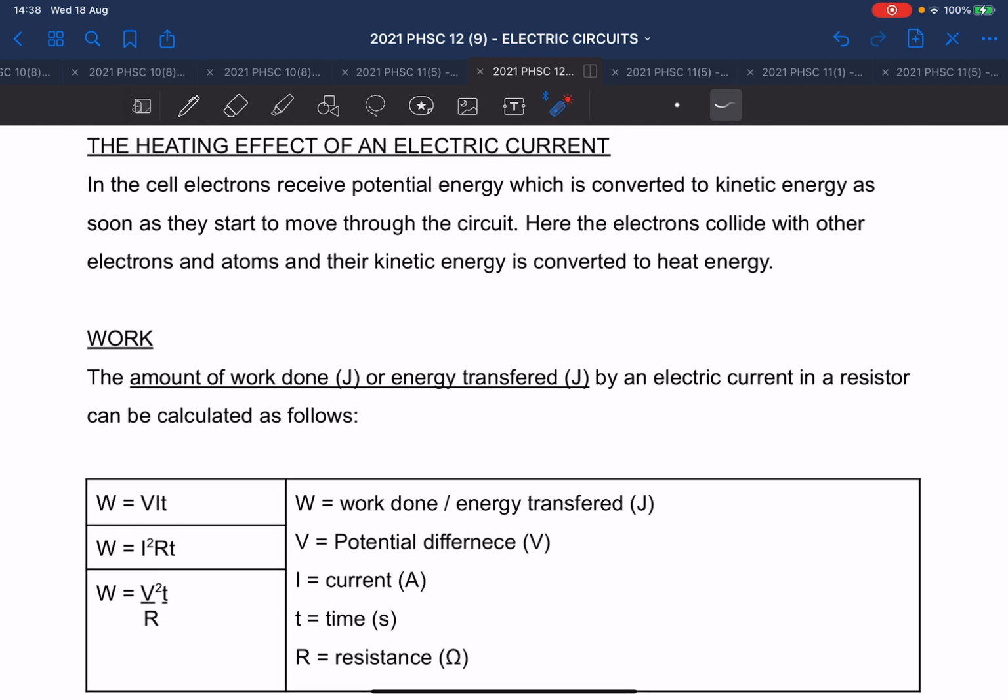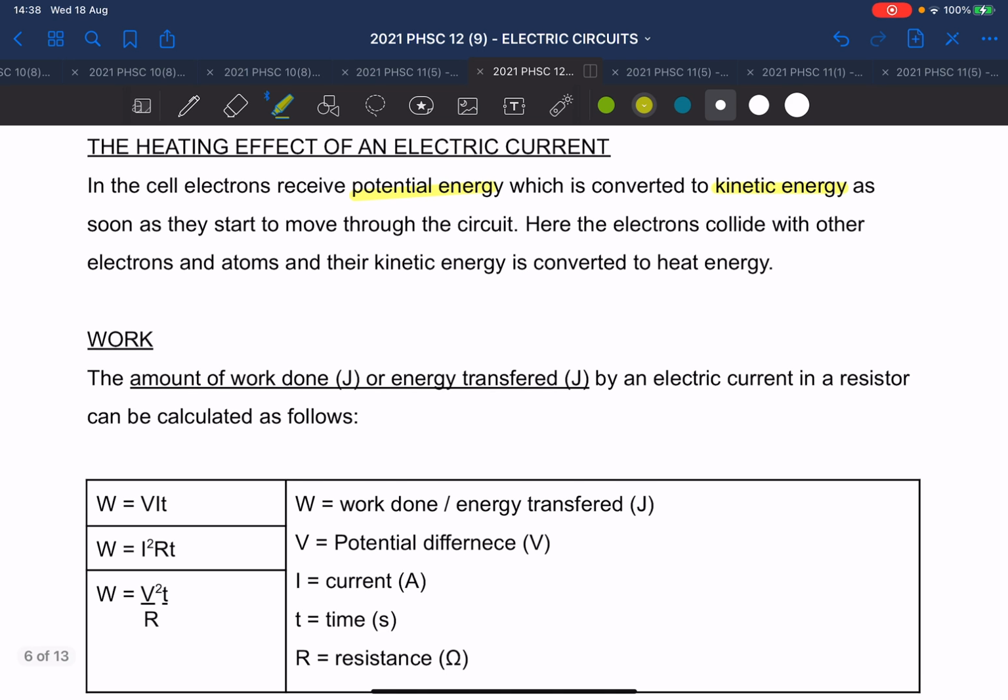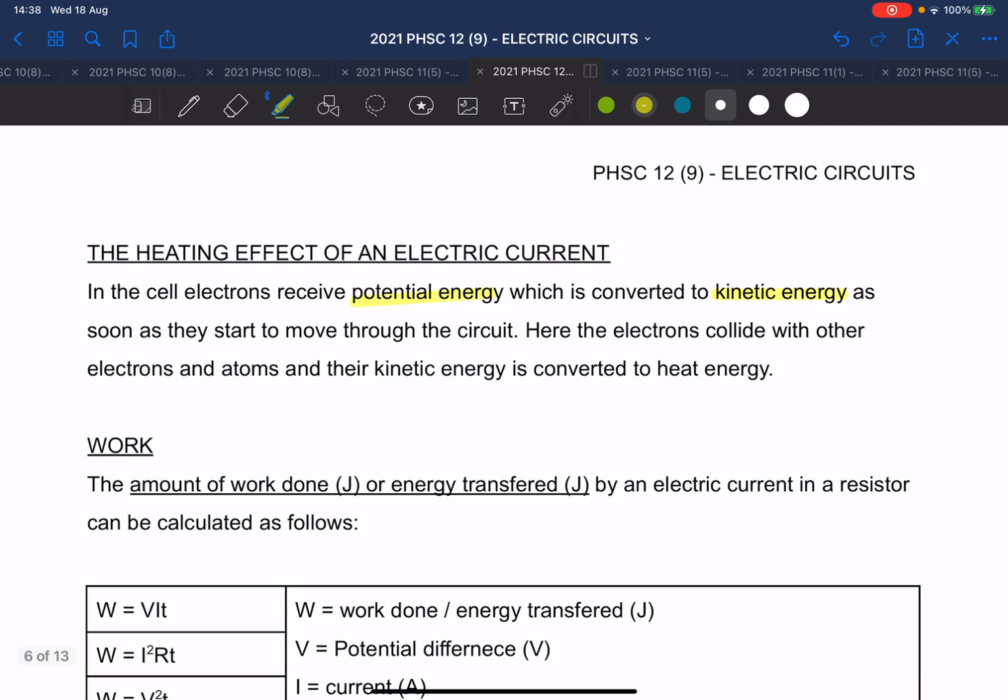So let's read together now that I've given you a summary of what's going on here. In the cell, electrons receive potential energy that is converted to kinetic energy. So in a battery, they have potential energy, and it's converted to kinetic energy as they start to move through the circuit. Here they collide with one another, and the kinetic energy, the movement, when they collide with each other, is converted into heat energy. So that is the whole concept of the heating effect.